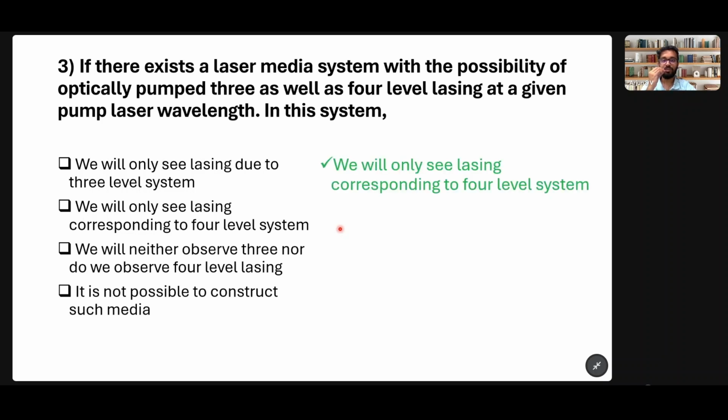So the correct option here is option B. That is, we will only see lasing corresponding to our 4 level system.